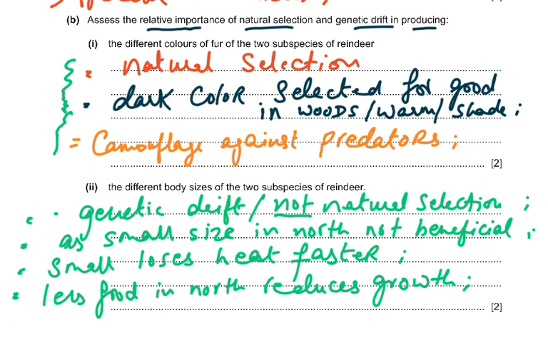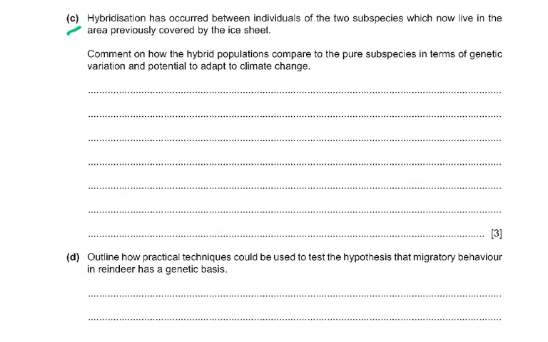Part C of the question: hybridization has occurred between individuals of the two subspecies, which now live in the area previously covered by the ice sheet. Comment on how the hybrid populations compare to the pure subspecies in terms of genetic variation and potential to adapt to climate change. Now, they're telling you in the question that the hybridization has occurred and now they live in the area previously covered by the ice sheet. So that means the hybrids are a better bet.